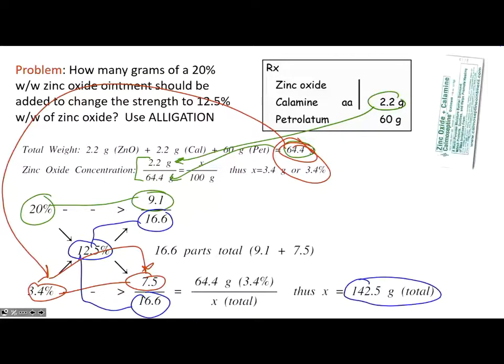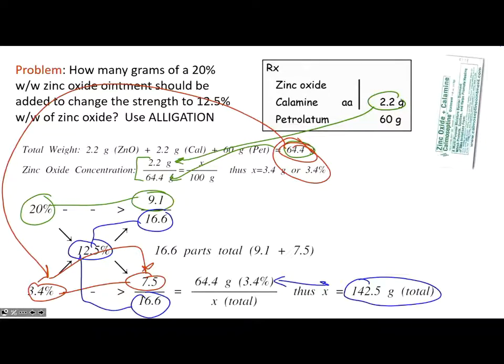That's the total weight of the combination. The combination of what two things? The 3.4% and the 20%. So it's not our final answer yet. Could you just subtract these two and get the answer? Yes, but Larry doesn't like that. That's too easy.